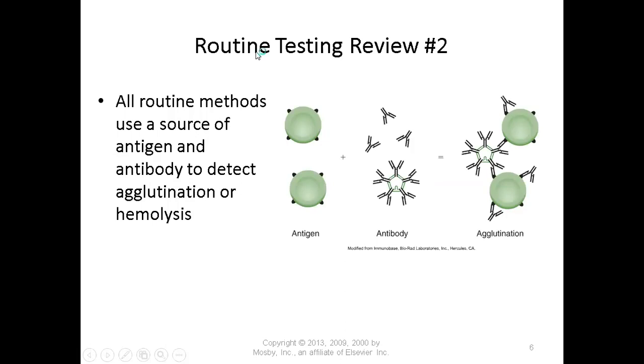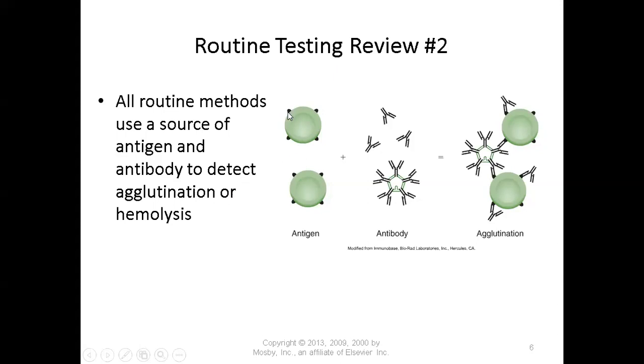So just a little bit more about our testing review. It's really important that everyone understands the relationships between antibodies and their target antigens. All routine methods in blood banking use a source of antigen, and remember this is going to be a red blood cell. Antigens are markers simply that are embedded in the surface or the phospholipid membrane of the red cell. And a source of antibody, which is going to be an antiserum or a human serum or plasma, to detect agglutination or hemolysis.